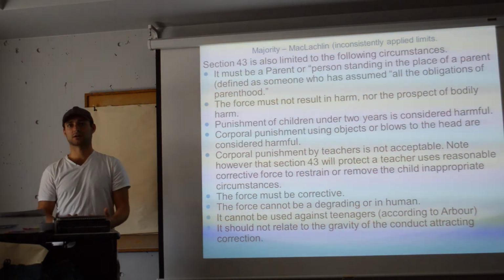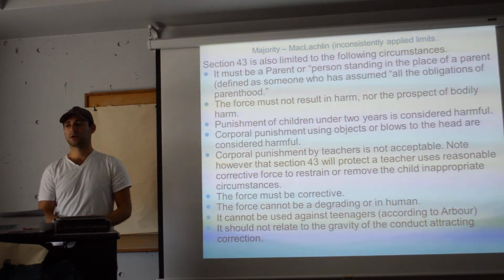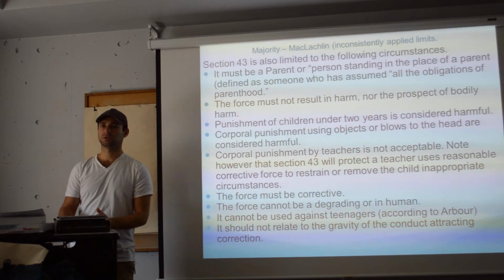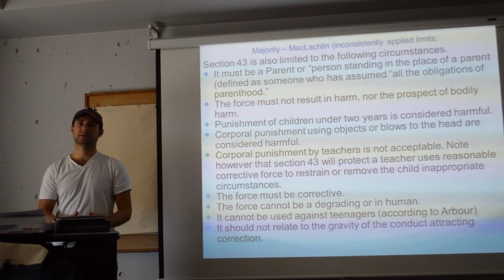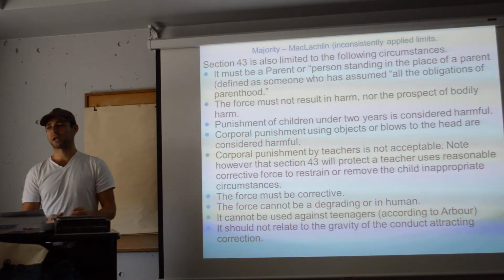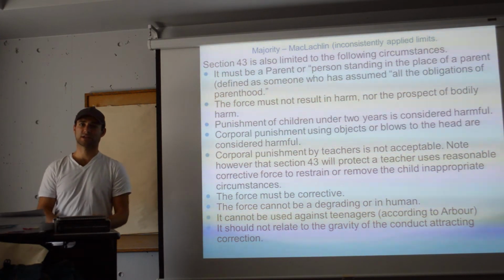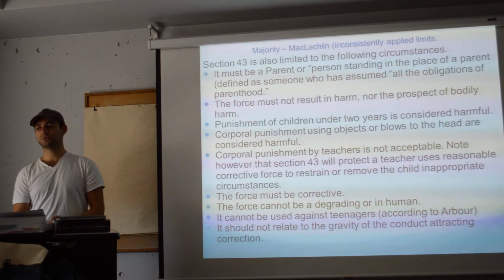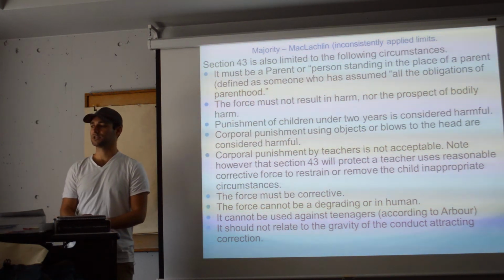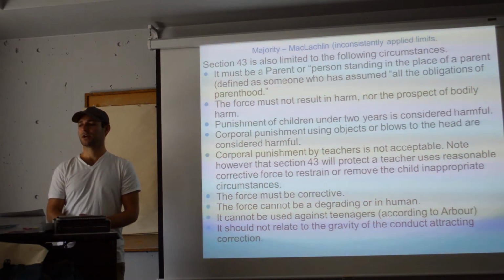The restrictions are meant to limit the vagueness of correction and reasonable, so that they're intelligible, they delineate the area of risk, and they can provide some kind of context for legal debate. A parent must be a person standing in place of a parent who has assumed all the obligations of parenthood. The force must not result in harm or the prospect of bodily harm. The punishment of children under 2 years is considered harmful. Corporal punishment using objects or blows to the head are considered harmful. Corporal punishment by teachers is not acceptable, though this law will protect them in reasonable corrective force to restrain or move a child. The force must be corrective.